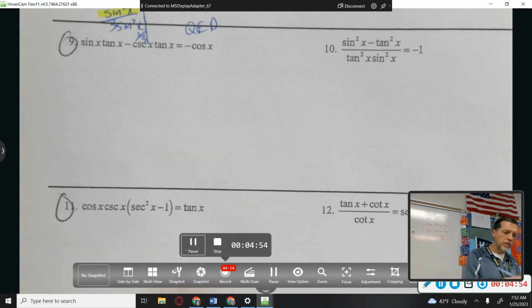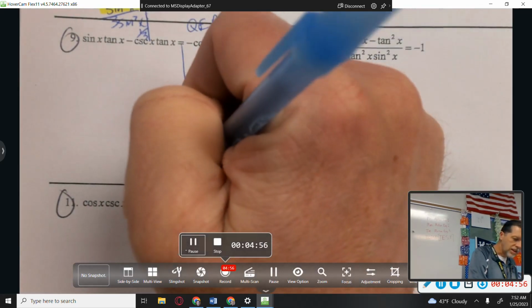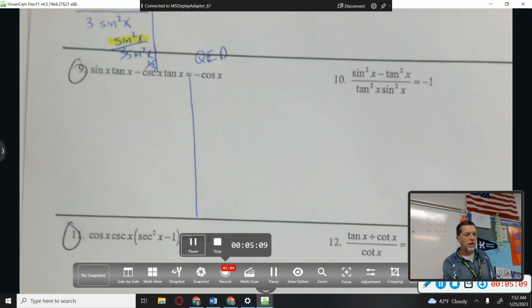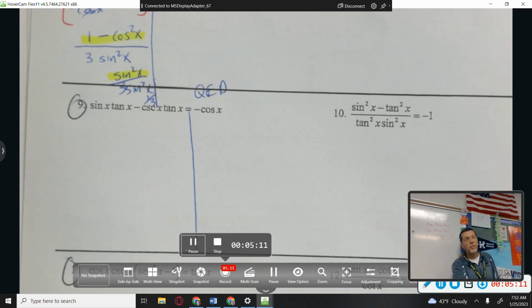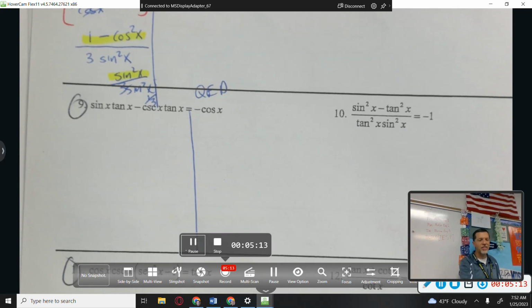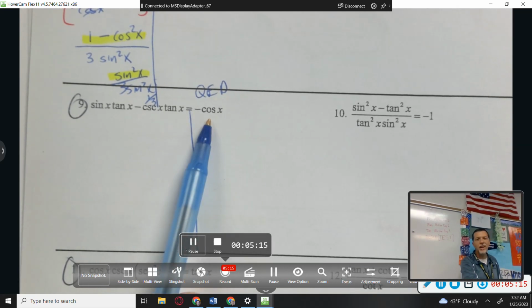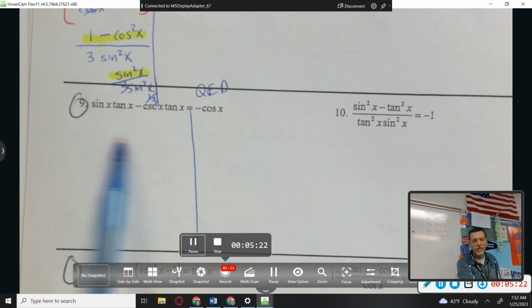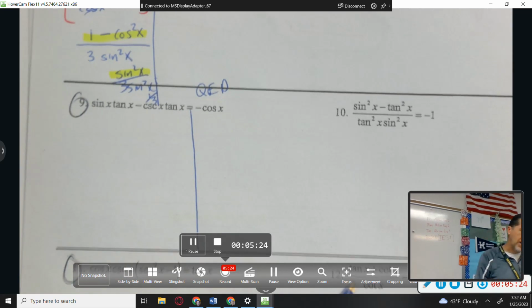Let's do number 9. Again, another one. All of these are real easy to see which side you should work on. If they're equally complicated, then it's a little harder to figure out which side you should work on. You can always work on either side. It's just you would have to get pretty creative to expand cosine, somehow blow it up to look like all of this. So it's always easier to work on the more complicated side.